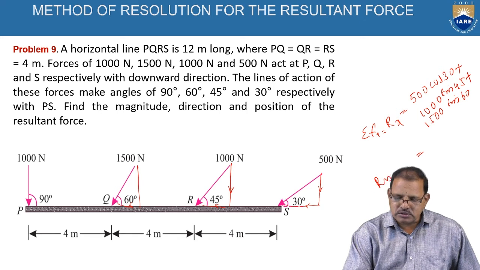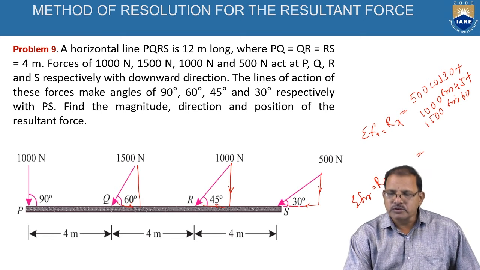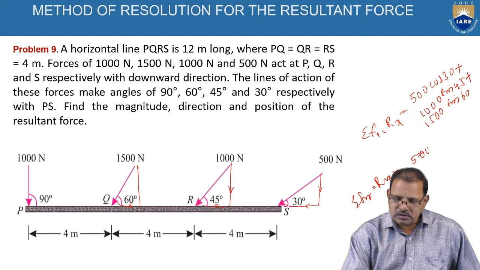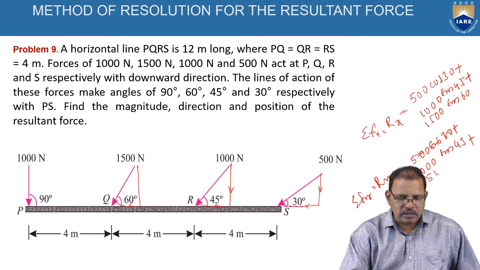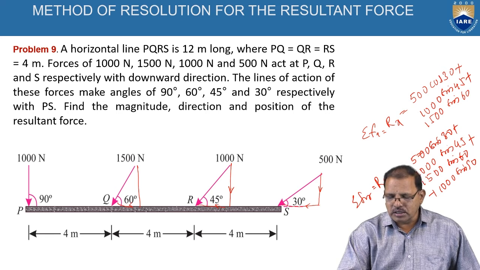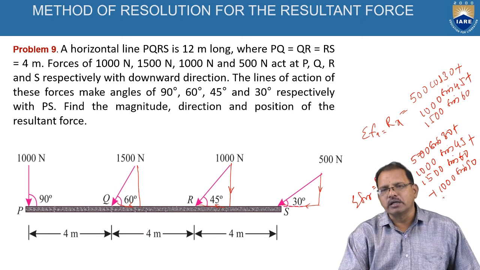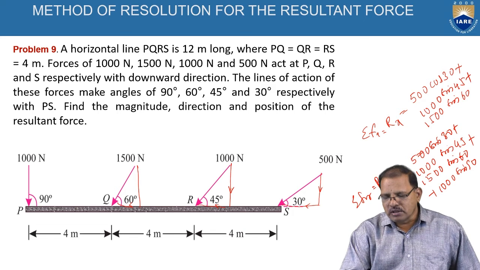Similarly, the Ry component is equal to sigma Fy, which should be equal to 500 sin 30 plus 1000 sin 45 plus 1500 sin 60 plus 1000 into sin 90. By using these relations, we get Ry and Rx.